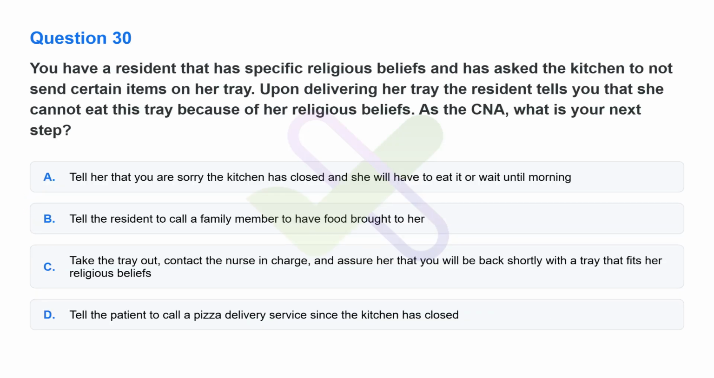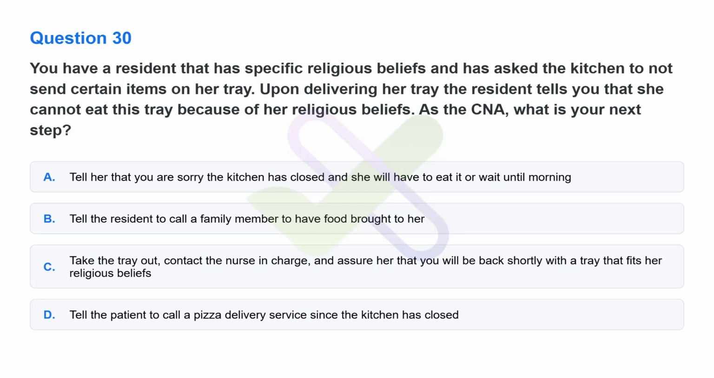You have a resident that has specific religious beliefs and has asked the kitchen to not send certain items on her tray. Upon delivering her tray, the resident tells you that she cannot eat this tray because of her religious beliefs. As the CNA, what is your next step?